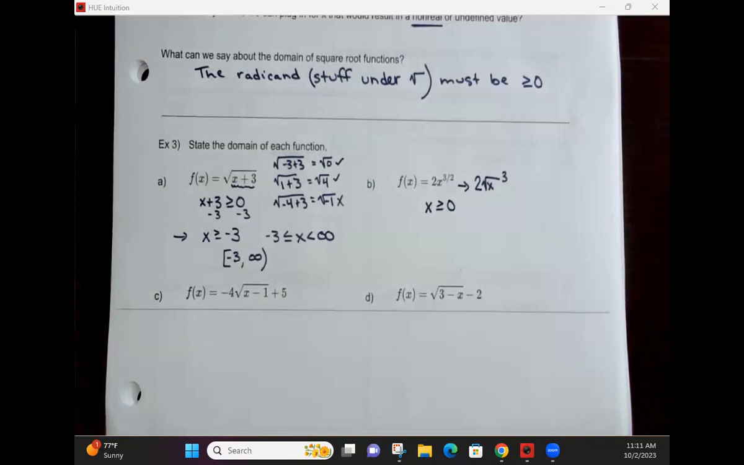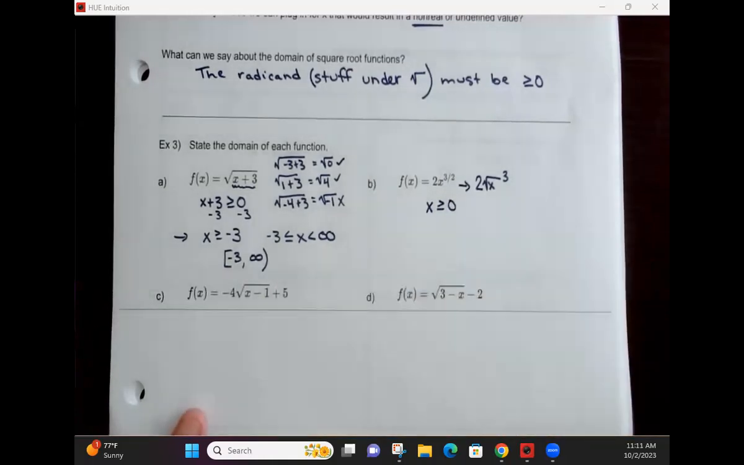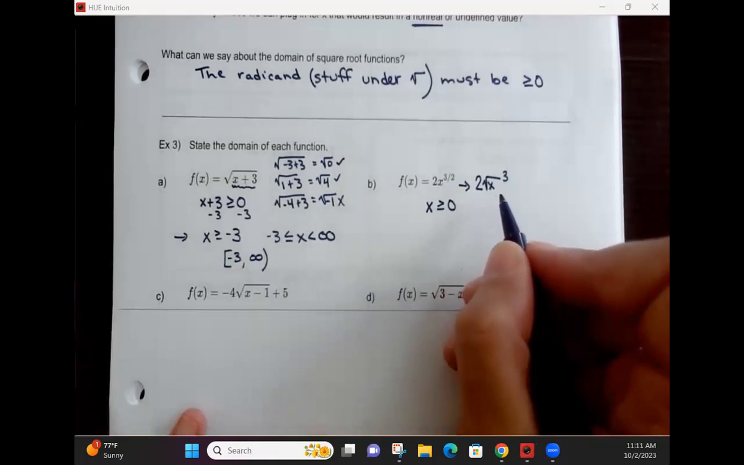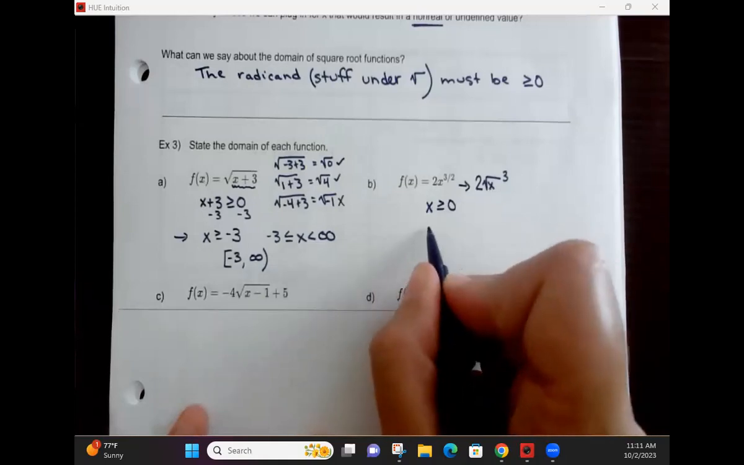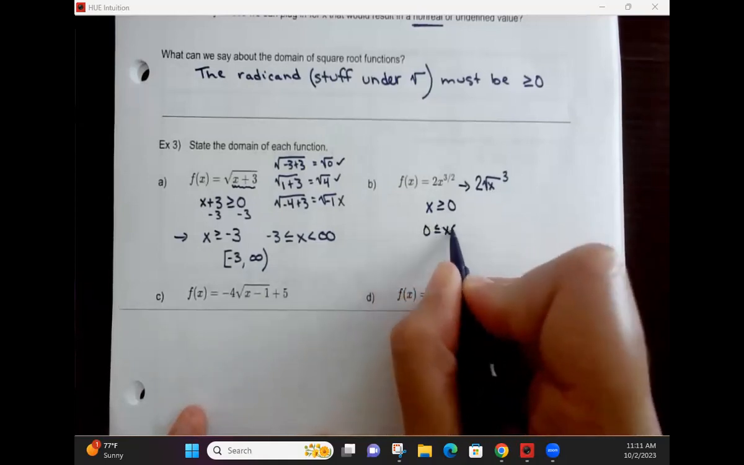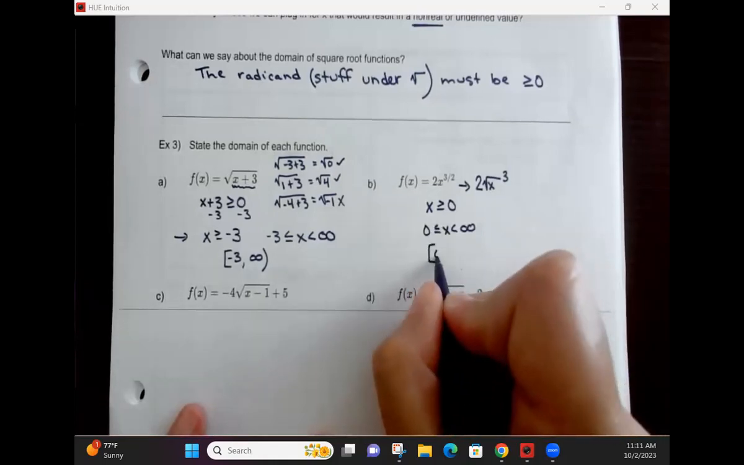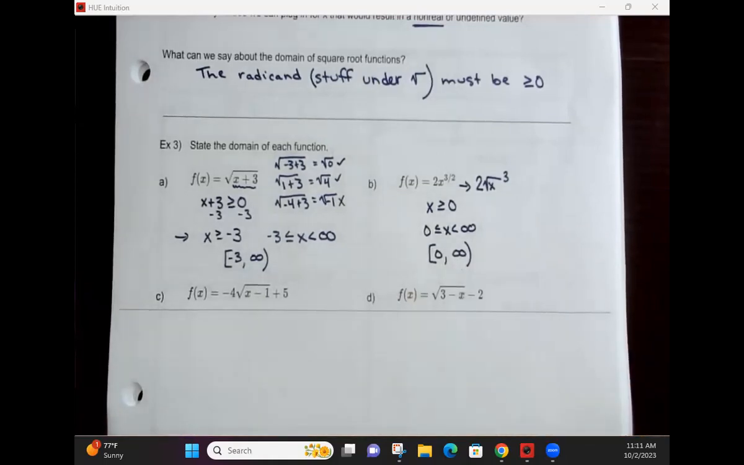In this case, I don't need to do any solving. X is already by itself. So I'm looking for x values that are greater than or equal to 0. 0 would be okay to plug in. We can take the square root of 0. Nothing negative. All positive numbers would work. Anything positive would be okay. So again, you can leave it like this. If you like that 3-piece inequality, it would look like this. Or interval notation, 0 to infinity with a bracket at 0 because we can use 0. 0 is okay.